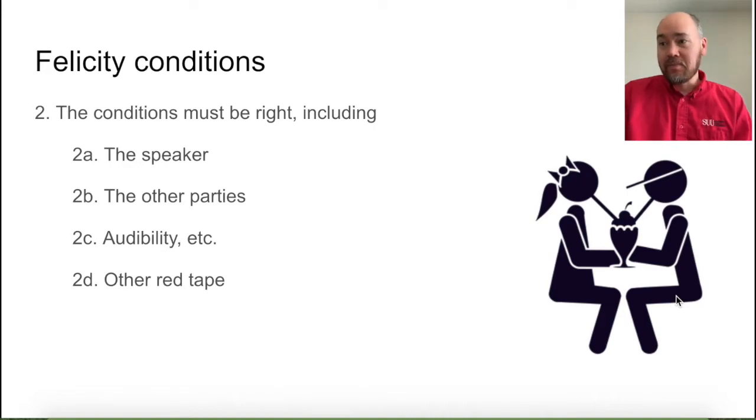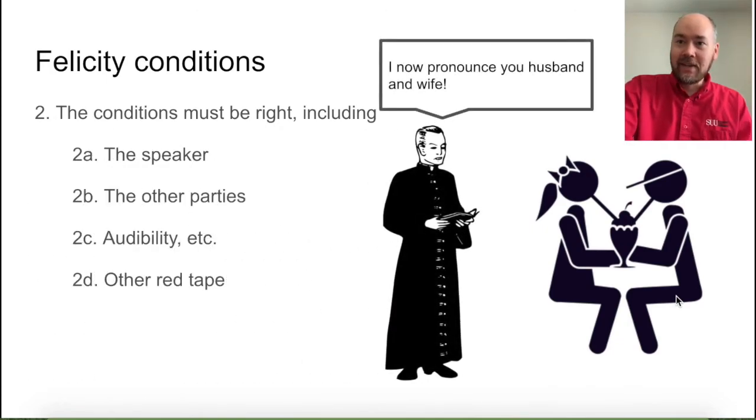Okay. Some other conditions, and when these aren't met, again, they're called infelicities. In some cases, you have to have the consent of the other people present. So here's a rogue priest. He's just accosting people on their first dates and saying, I now pronounce you husband and wife. And then he leaves.